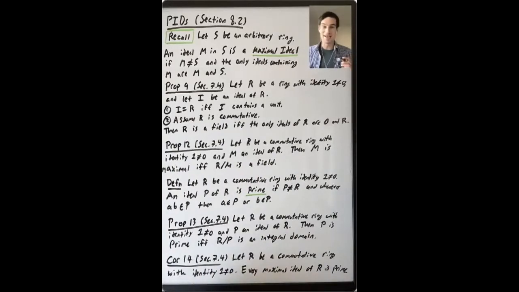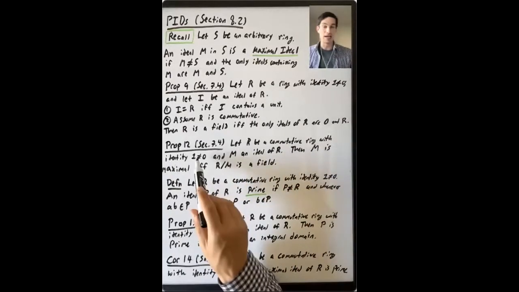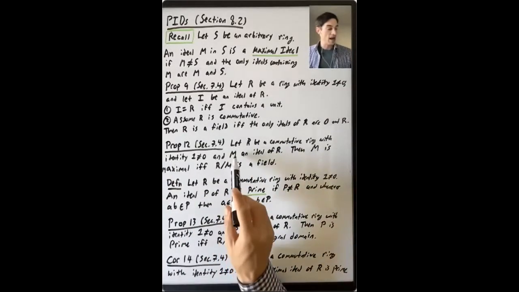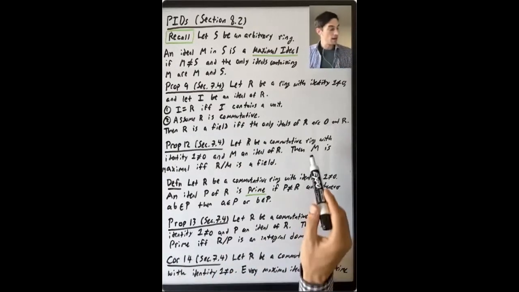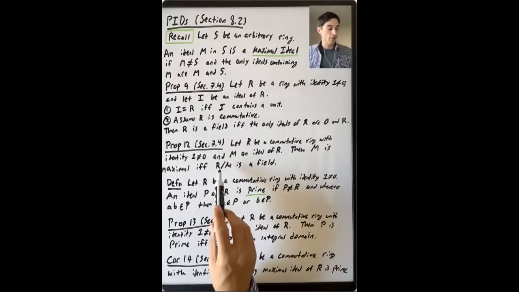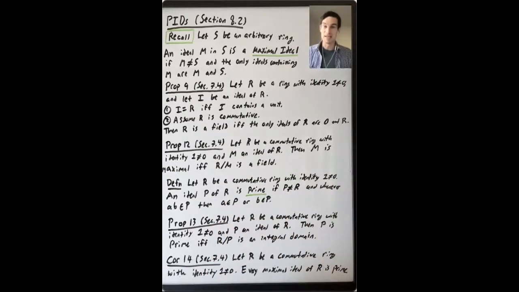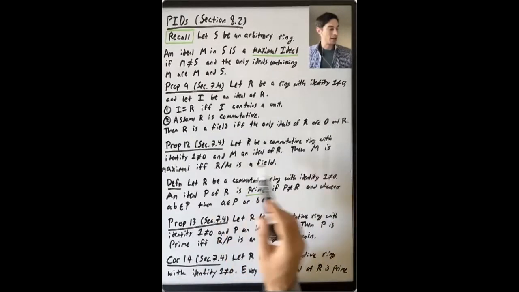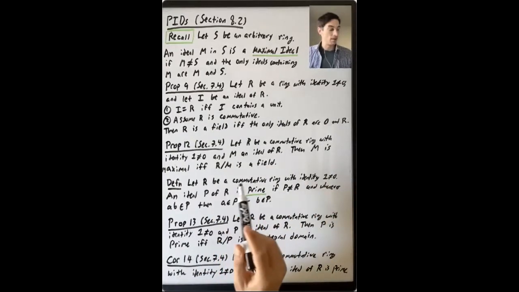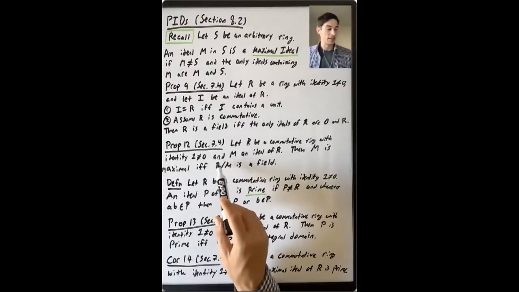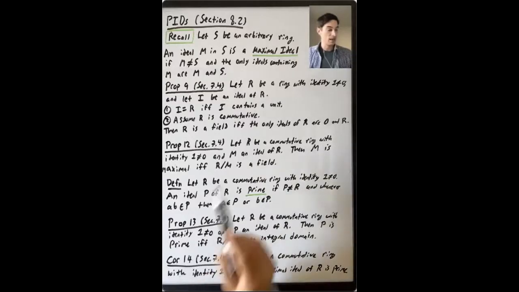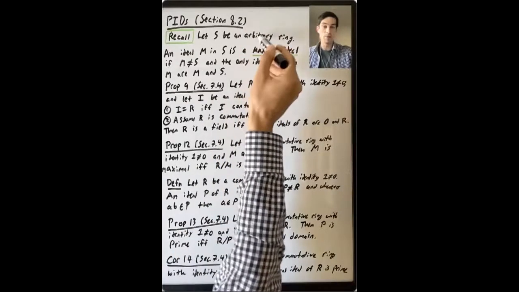We proved then that if R is a commutative ring with identity 1 not equal to 0, and M is an ideal of R, there's an easy way to tell if M is a maximal ideal: M is maximal if and only if R mod M is a field. And the idea is to look at the lattice isomorphism theorem that relates ideals in R containing M to ideals in the quotient R mod M, and then to use this result from before. Okay, so we know what it means to be a maximal ideal in an arbitrary ring.